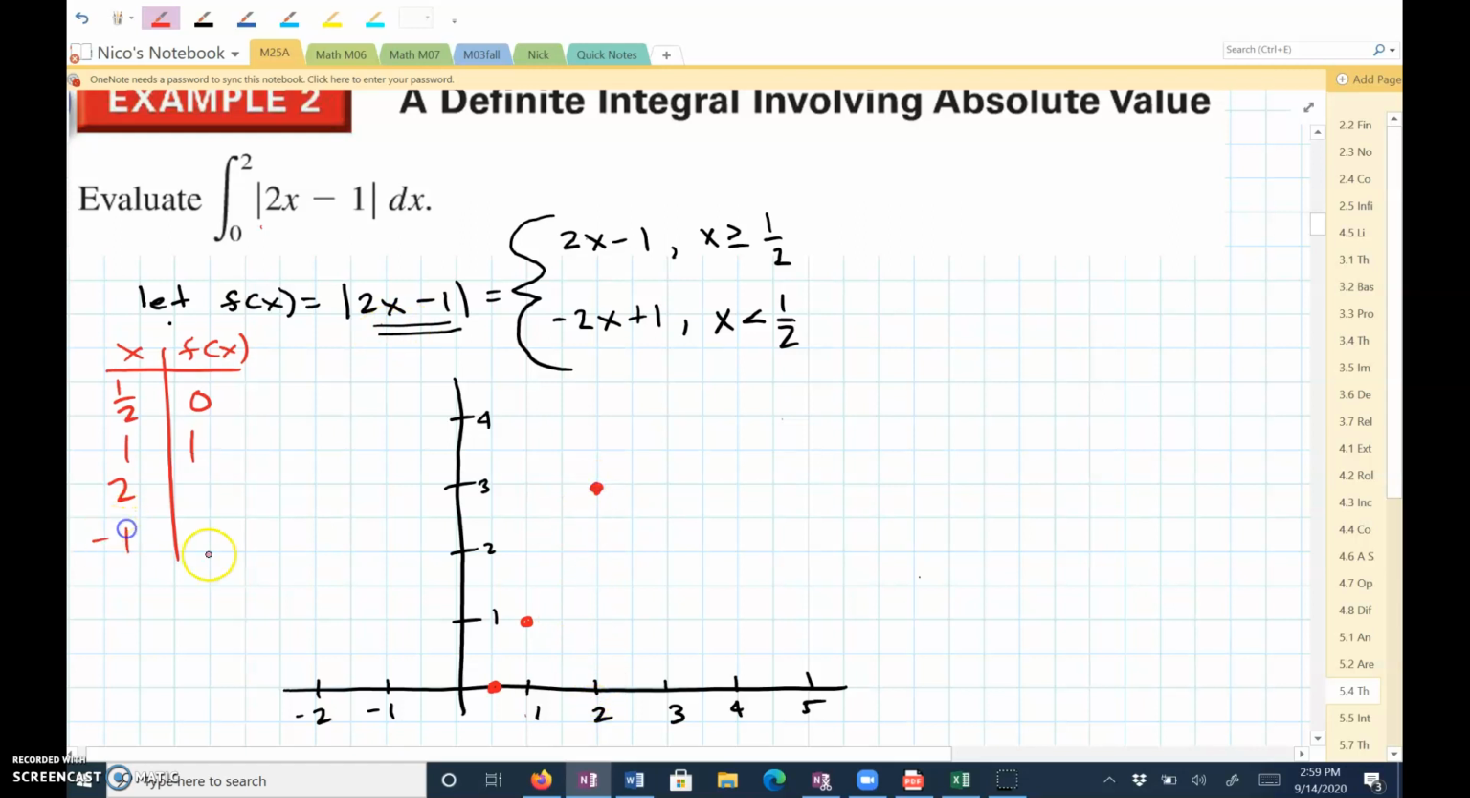When I plug negative 1 into the function, I get negative 2, negative 3, and the absolute value would be positive 3. When I plug 0 into the function, I get negative 1, and the absolute value would be positive 1. So it's going to look like this.